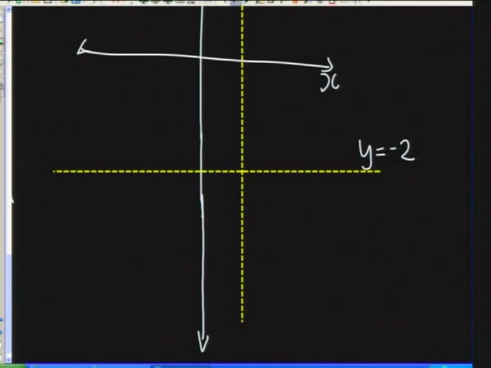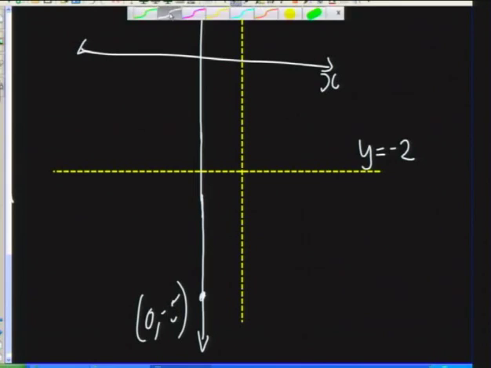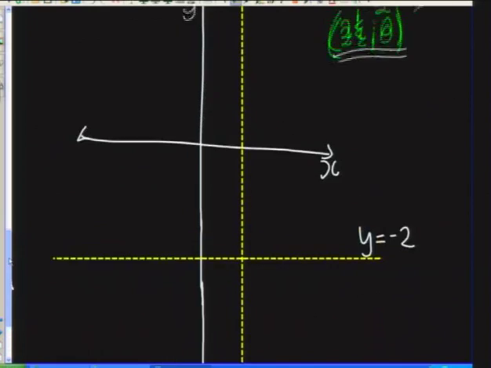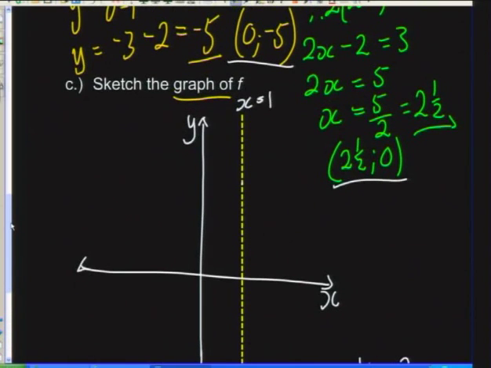If that was minus 2, let's say that's minus 5. So this is going to be the point (0, -5). Okay, just want to change that so it doesn't look like a 6. (0, -5), and that's one point. The other point was the point (2.5, 0). See it? So over here is the point (2.5, 0).